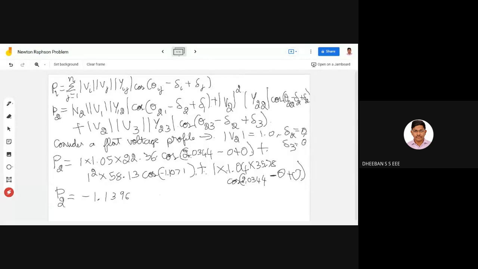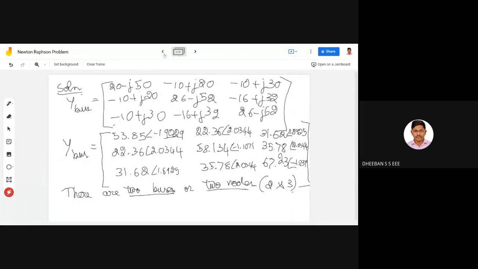Similarly, another thing: what I must have said in the last class is that in your admittance matrix, in the angle you can consider up to 2 decimal points. That was a mistake. But if you consider up to 2 decimal points, the value you get has more deviation in terms of your angle.